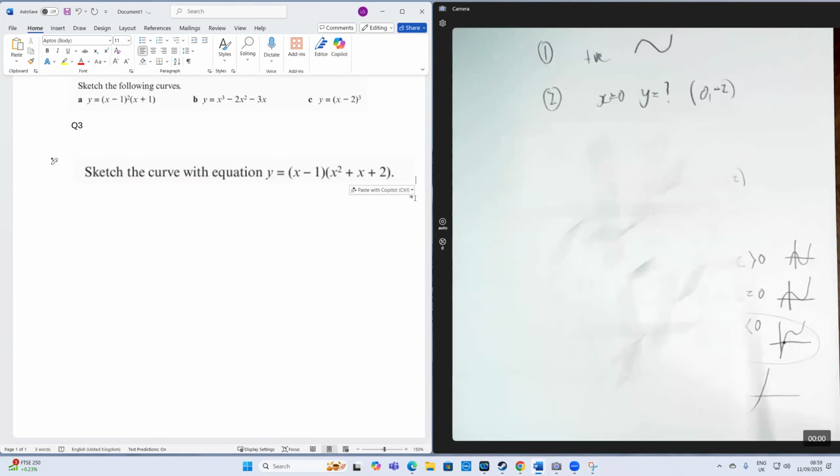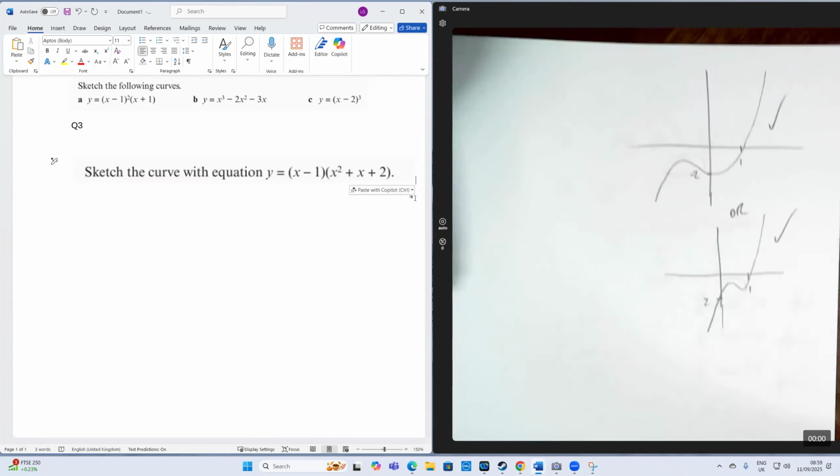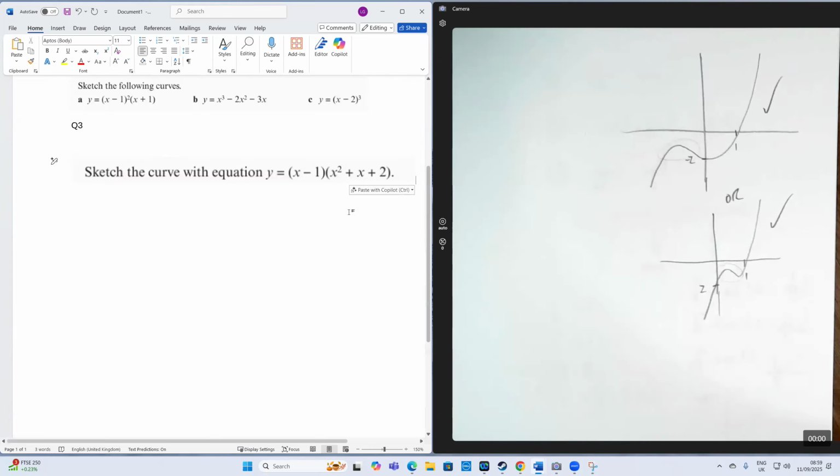Okay, I hope that you found that helpful. That is all of the scenarios that you're likely to encounter when sketching a cubic. And I think perhaps in the next video we might talk about quartics.